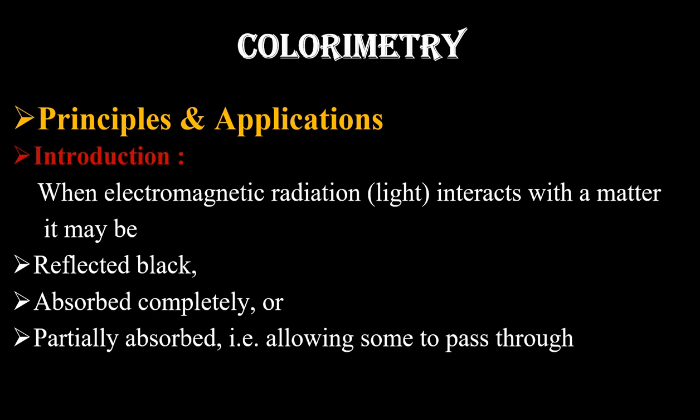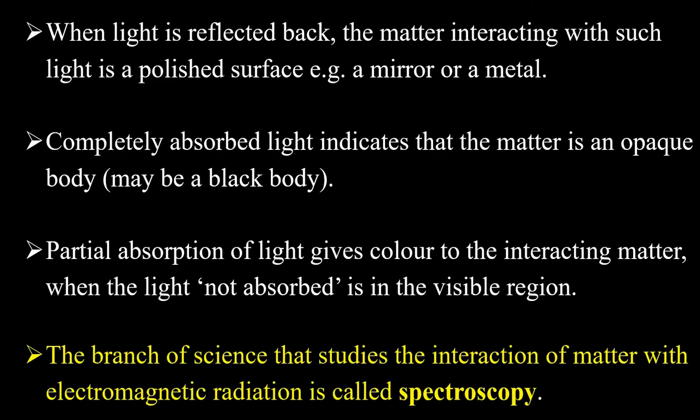When electromagnetic radiation interacts with matter, it may be reflected back, that means completely returned, absorbed completely, that is, penetrate the matter, or partially absorbed, allowing some to pass through. That means some of the electromagnetic radiations are absorbed within the matter and some are allowed to pass through the matter.